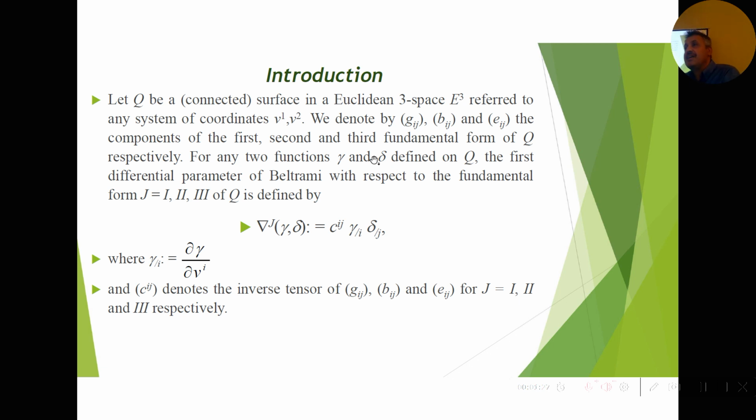As we know, each surface in the Euclidean 3-space can be parameterized by a regular parametric representation. Each parametric representation has a first, second, and third fundamental form, and also a fourth fundamental form. So we denote by I, II, and III the first, second, and third fundamental forms of Q. Now, the first differential parameter of Beltrami with respect to a general form is defined here.